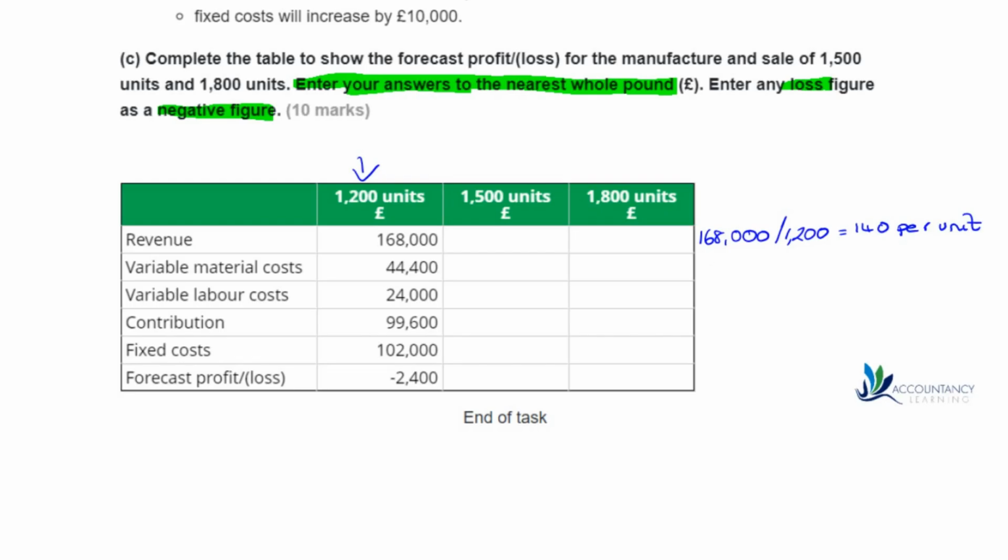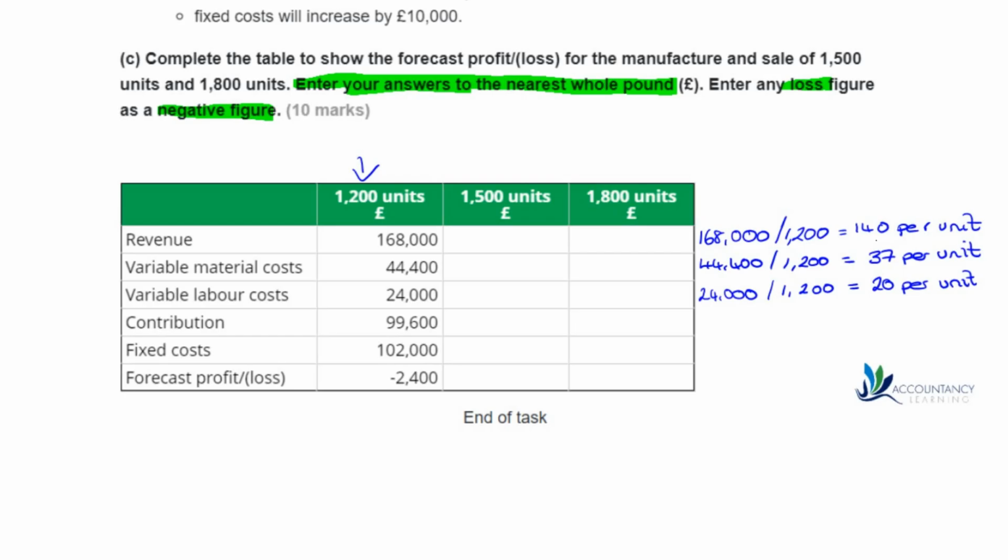Our variable material costs, 44,400, again divide that by the 1,200, 37 per unit. And variable labour costs, 24,000. We're dividing that by 1,200 to give us 20 per unit. So now we can work all of that out for our 1500 units.